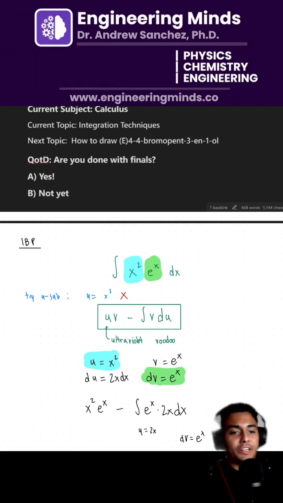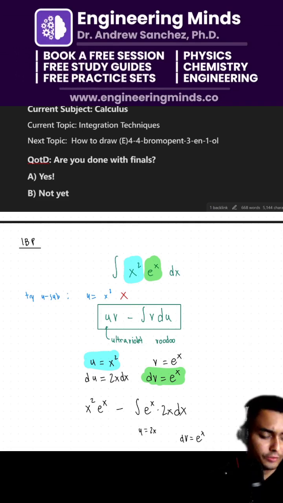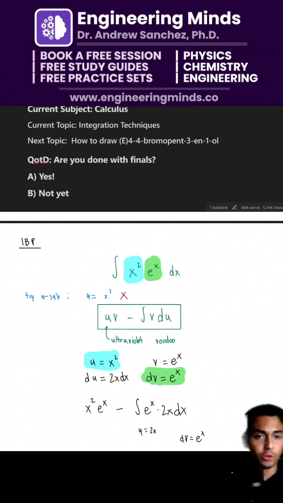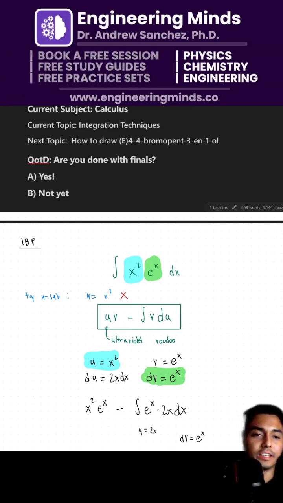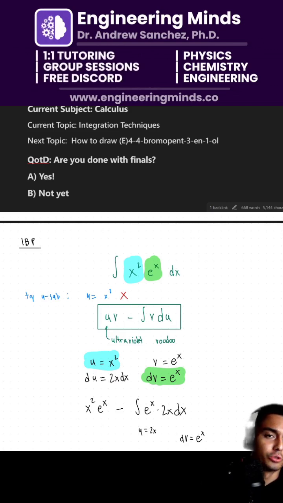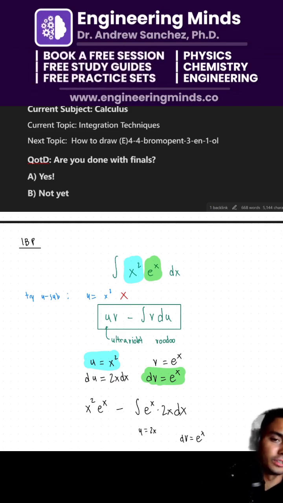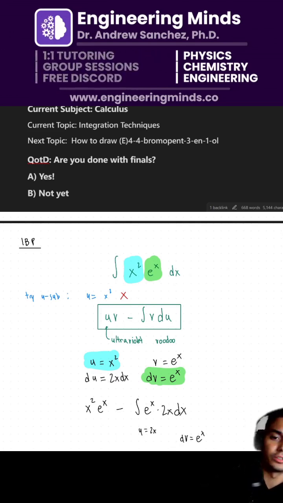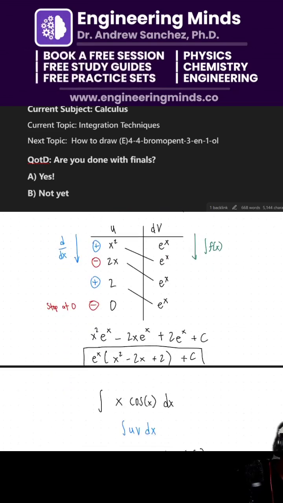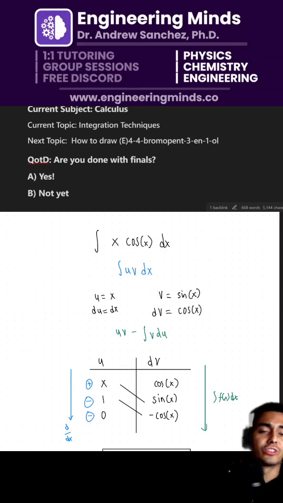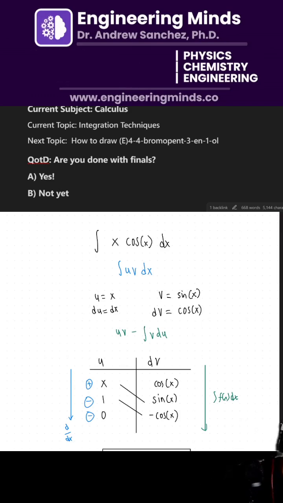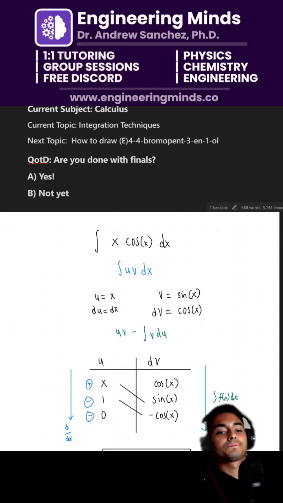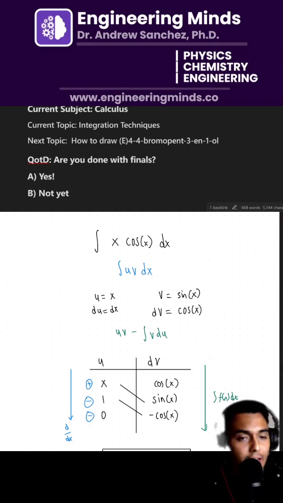Okay, how do you identify u sub versus IBP? U sub is a function within a function. Integration by parts is a function times another function. So for example, x squared times e to the x, I have x squared as one function and e to the x as my other function. Similarly, I have x times cosine of x. It's not a u sub because I can't differentiate and then get something back. It has to be IBP because I have a function times another function.